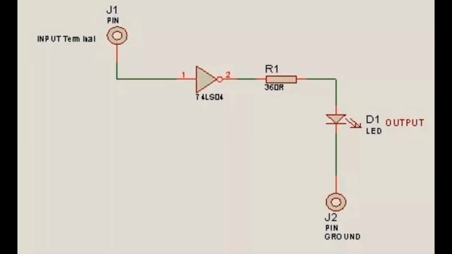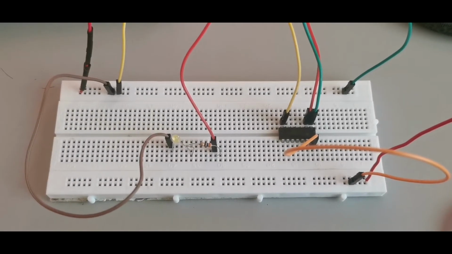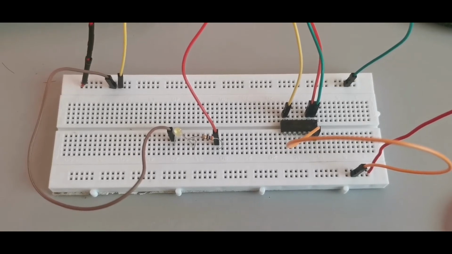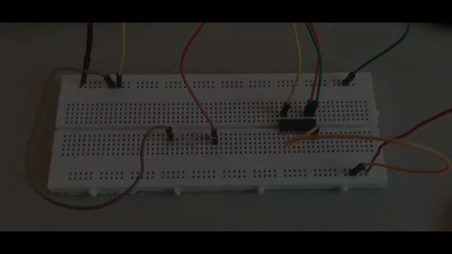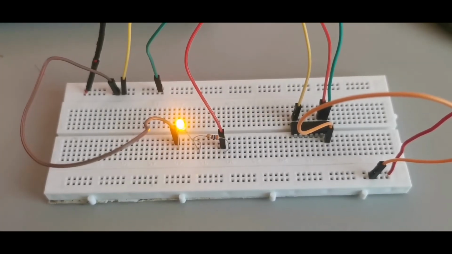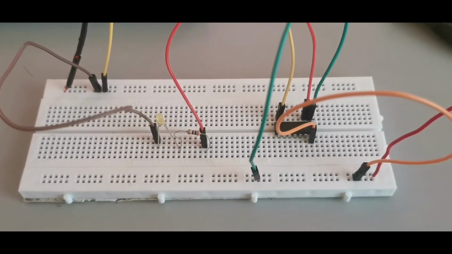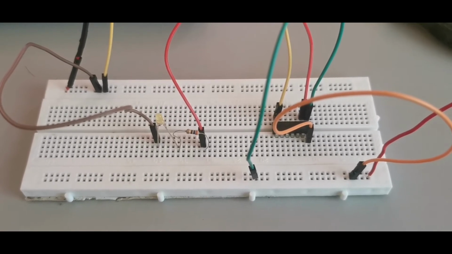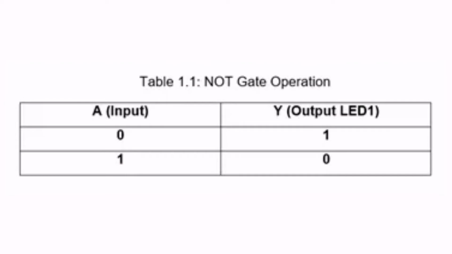Single inverter circuit. For the first part, we will follow this diagram to construct the circuit for the NOT gate. The NOT gate is a digital logic gate with one input and one output that performs an inverter operation of the input. If terminal A is at logic 0, the output is 1. And if terminal A is at logic 1, the output is 0. The output of the NOT gate will be the opposite or the counterpart of the input. That's why it is called NOT.